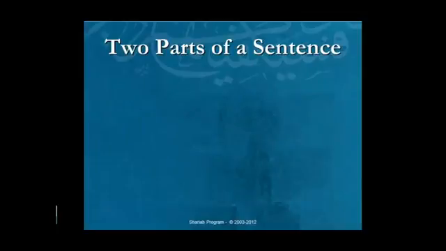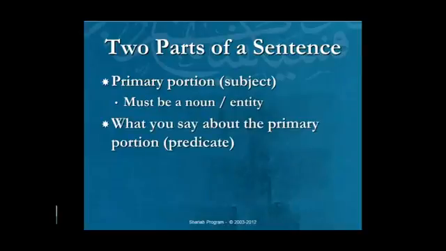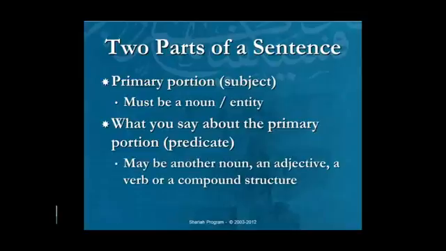Okay, now every sentence has two parts, and this is true in every language. English sentences have these two parts, Urdu sentences have these two parts, and they are the subject and the predicate. The primary portion of the sentence would be the subject, and this must be either a noun or an entity. It's the thing you talk about. Predicate is what you say about the primary portion, and this could be either in the form of another noun, so you have two nouns completing the entire sentence, like Zayd is a human, or it could be an adjective, Zayd is tall, or it could be a compound structure, like Zayd is in the house. So in the house, together all of those words are speaking about the subject at the front of the sentence.